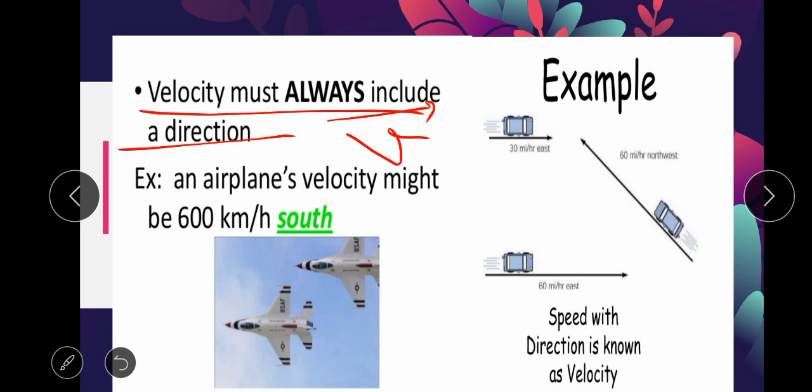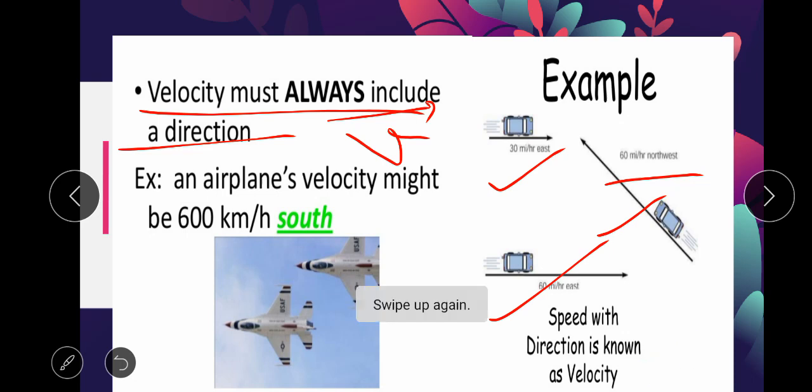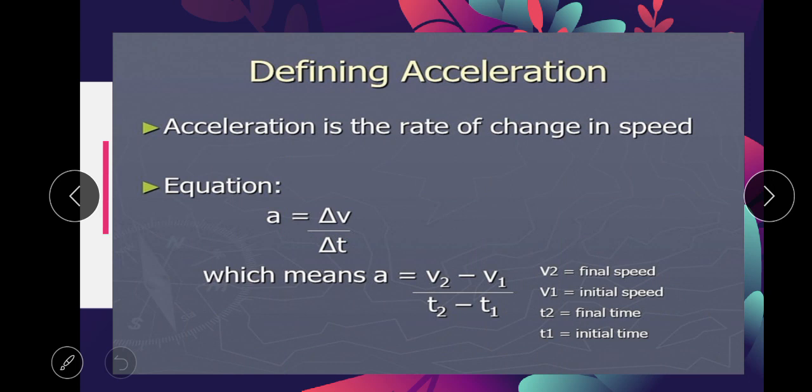30 miles per hour or 30 meters per second east. As you can see here, the car is moving 30 miles per hour east. Then this is an example of velocity, and the same is here, 60 miles per hour northwest, 60 miles per hour east. These examples are all given with directions and magnitude. Therefore these are velocities.